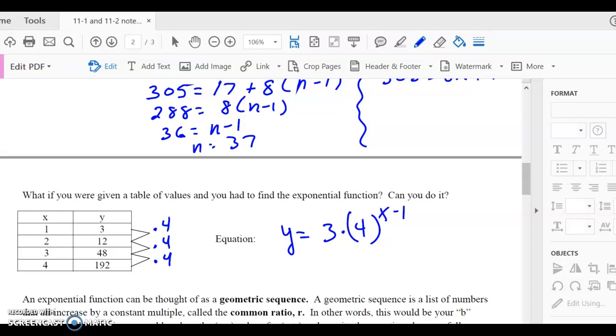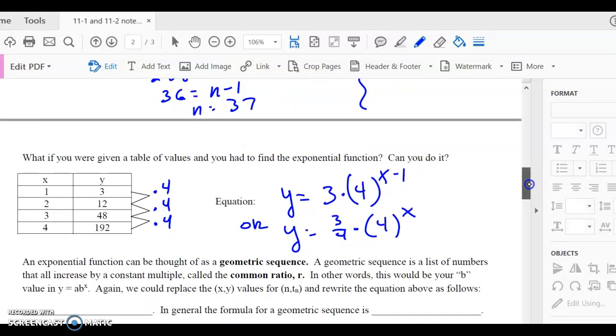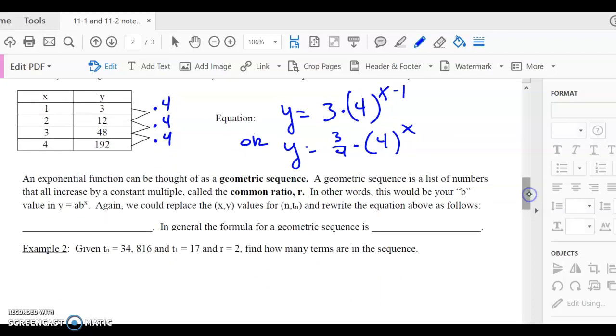Another way to think about that is we could think about what is the number before it. Y equals the number before 3, which would be 3/4, times 4 to the x. If we think back to exponentials, remember a was our y-intercept, so 3/4, and b was our multiplier. So actually, these are equivalent statements. 3 times 4 to the x minus 1 and 3/4 times 4 to the x would be equivalent using your laws of exponents.